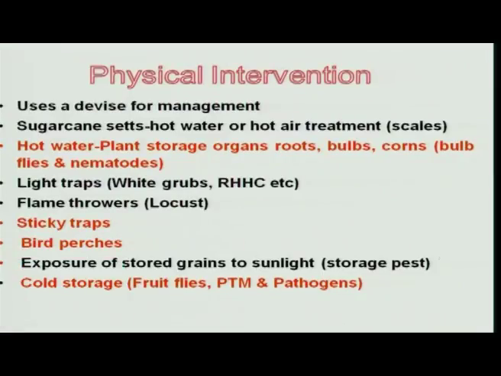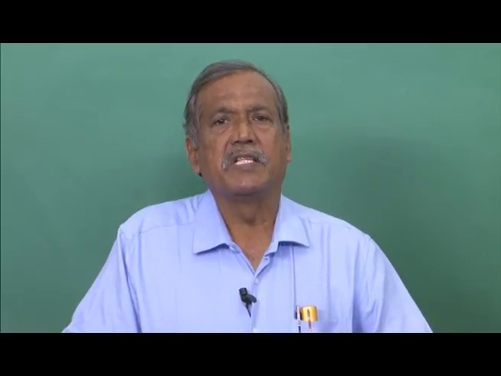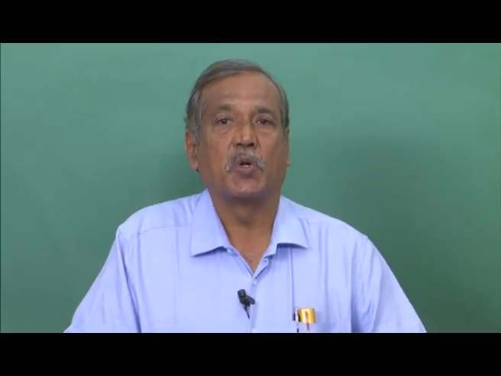Then the last two important things. Sunlight itself can serve as an important physical intervention or a device in killing some of these stored insects. A lot of our stored products harbor egg population, larval population, grub population, and they can be exposed to hot sunlight, more than 38 degrees centigrade, for a few hours, maybe 4 to 5 hours. Usually this kills all these stages at one stroke.